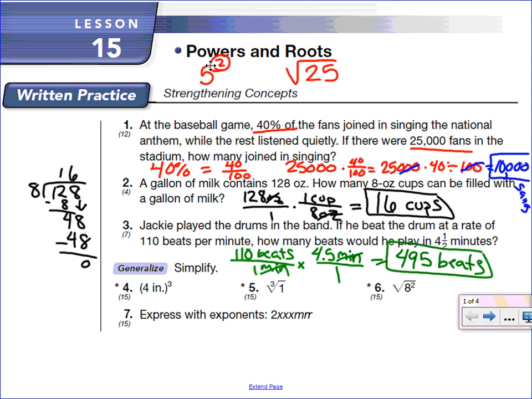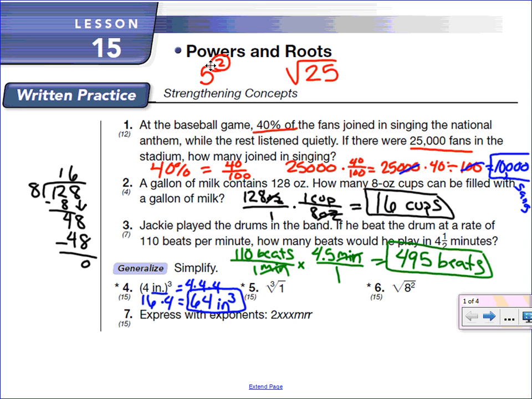Simplify, remember, means to find the answer. So 4 inches cubed means 4 times 4 times 4. 4 times 4 is 16. And 16 times 4 is 64. And then we have units, and the units also get cubed. So 64 inches cubed is the answer.